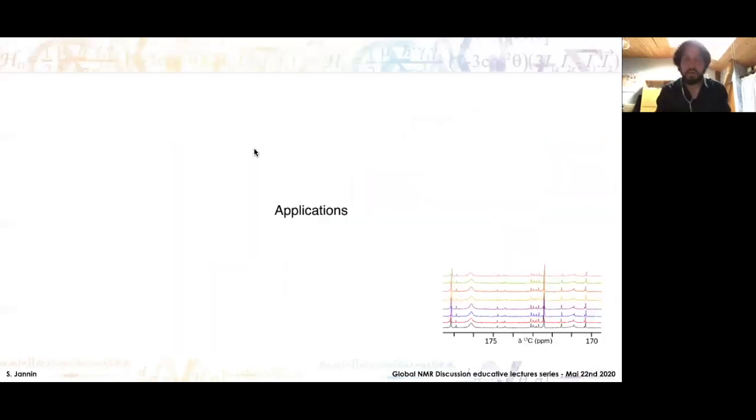Okay, so now I will briefly review very few applications. That's not the point here, but I just wanted to do that because I think it's interesting, especially because there are some new applications that are coming up these last years. So I want to just spend three slides on that.